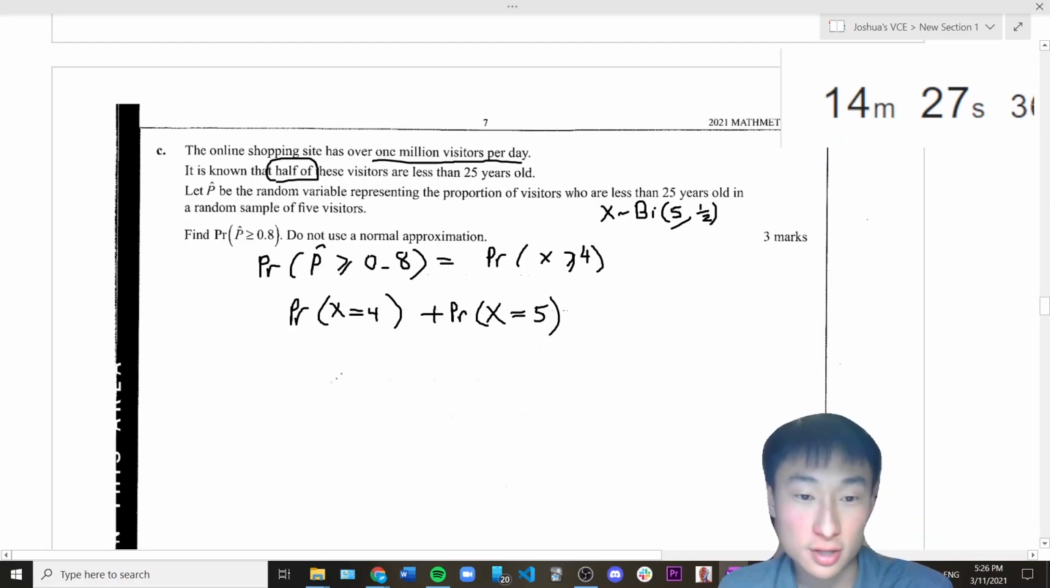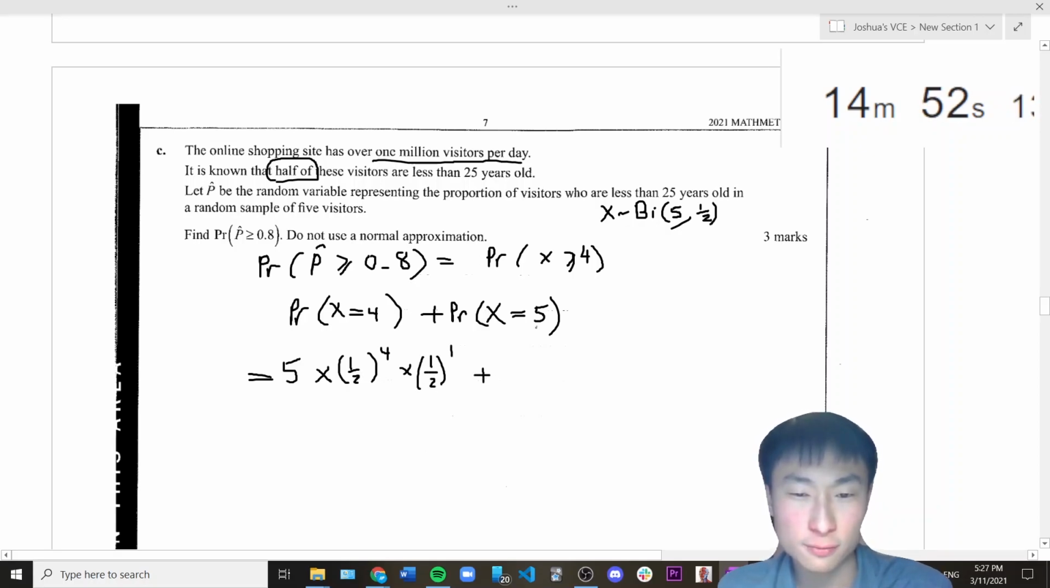I don't entirely remember the binomial formula, but I kind of remember it. Yeah, 5 choose 4, that's just 5. Times, if you have 4 people who are less than 25, that's a half to the 4. And if you have one person who's not under 25, that's a half. Plus a half to the power 5.